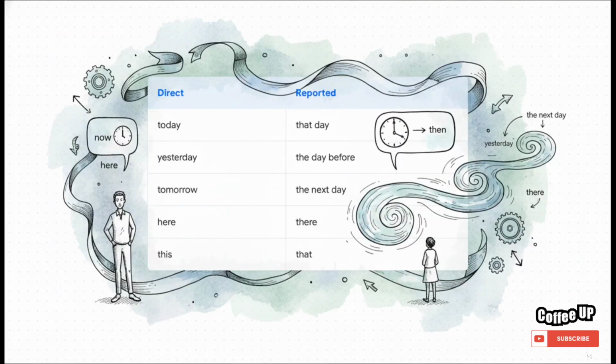And just like the perspective shifts, the actual time and place references require a shift too. Use this visual infographic as a memory aid. It's totally crucial to remember that today becomes that day, yesterday becomes the day before, and tomorrow becomes the next day. Even place markers shift. Here moves to there, and this becomes that. If someone says, "I live here," you report it as, "He told me he lived there." It makes perfect sense because obviously you're no longer in that exact time or physical place.